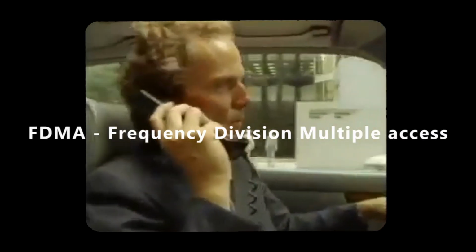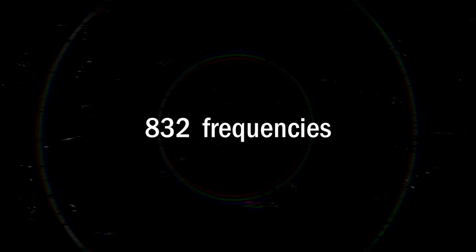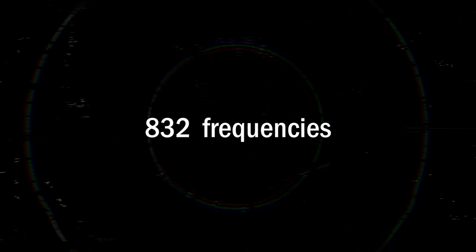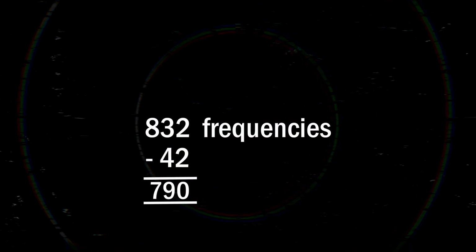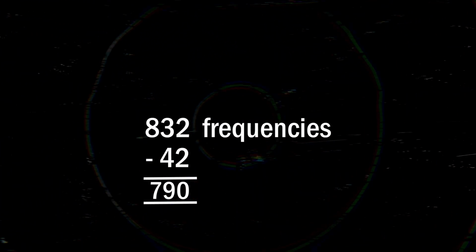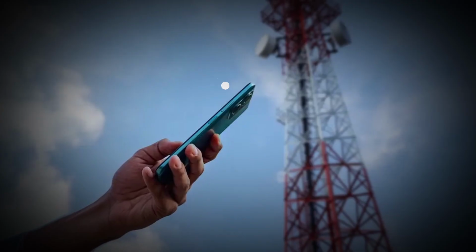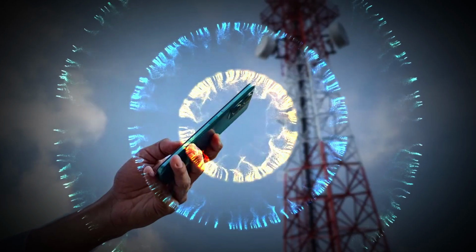Now let's look at FDMA, the method used in 1G networks. In this method, 832 frequencies are allocated for a channel. From the 832 available frequencies, 42 are served for internal network communication, leaving 790 for actual calls and data, and these are split evenly. 395 for inbound signals from your phone to the tower, and 395 for outbound signals from the tower back to your phone.